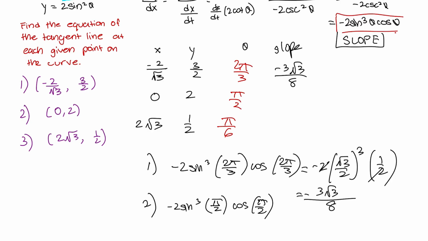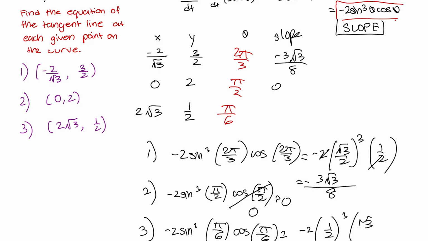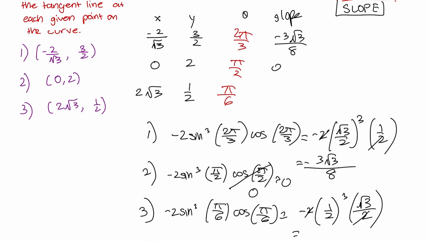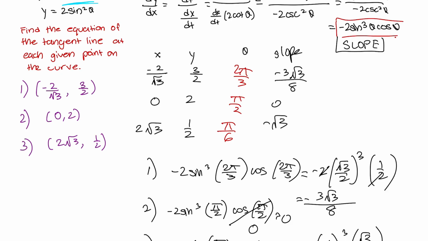We don't need to evaluate this completely because we know that cosine pi over 2 is just 0, so that's 0. And then if you have number 3, you're going to have -2 sine cubed of pi over 6 times cosine pi over 6. That's equal to, sine of pi over 6 is 1/2, so -2 times 1/2 cubed. Cosine pi over 6 is, whoops, that was pretty bad, root 3 over 2. That is equal to negative root 3 over 8.